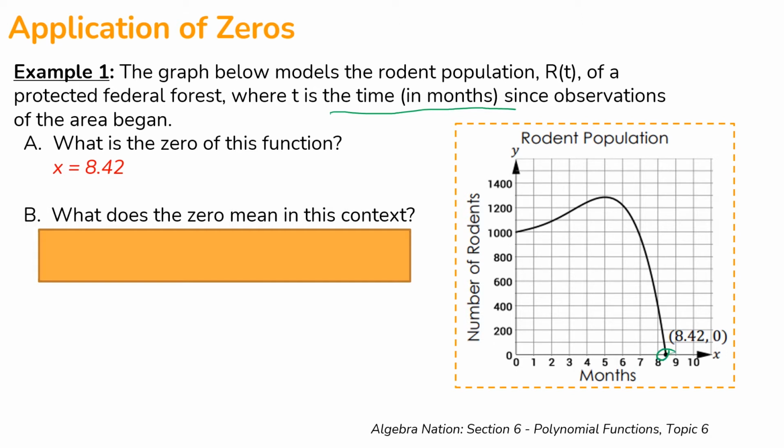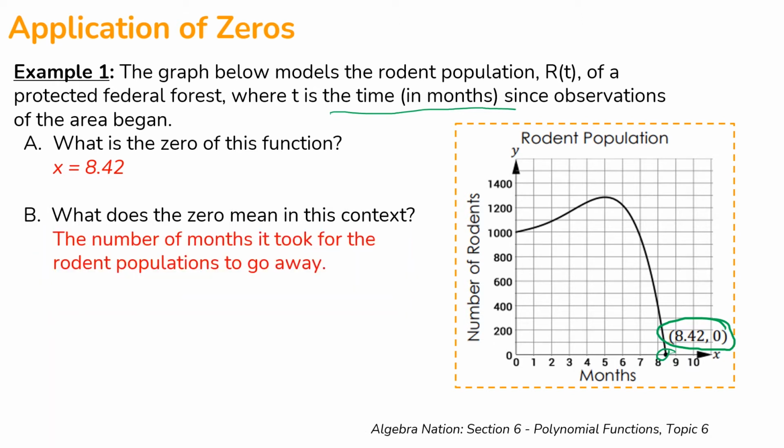And we know that it's exactly 8.42 because we have the point right here as well. If we did not have that ordered pair there, we would just estimate what the zero would be. For B, it says, what does the zero mean in this context? Well, it is the number of months it took for the rodent populations to go away. So we have down here for our x values the months, and for our y values the number of rodents. But for x, it is the number of months that it took the rodent population to go away.